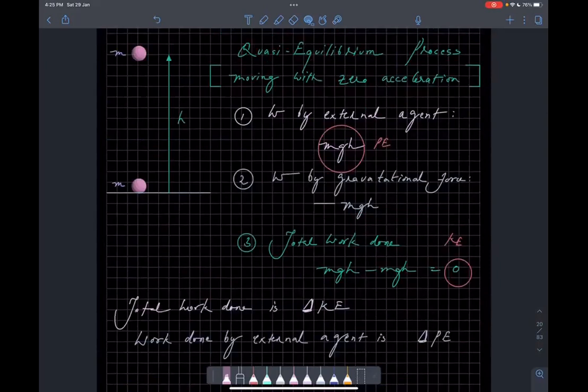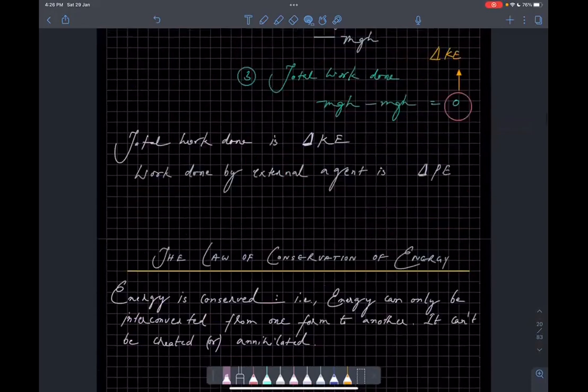So total work done is mgh minus mgh, it is 0. So change in kinetic energy is 0. Work done by gravitational force is minus mgh. Work done by external agent is plus mgh. So this is change in potential energy, and this is change in kinetic energy. Net work done is 0. Clear? So don't get confused here. Net work done is change in kinetic energy, and work done by external agent is change in potential energy.